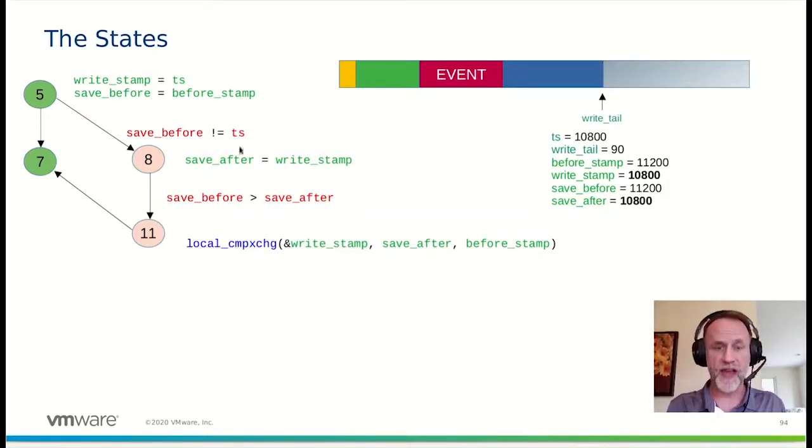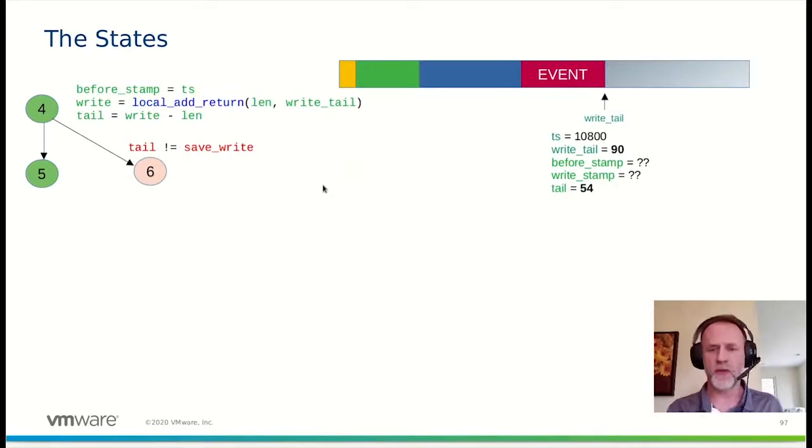If it doesn't match the save after here, that means something else came in and it fixed everything up for us. So we're good. Good to go. So this is just showing you some of the various things that happened. Anyway, let's roll back to the very beginning where something squeezed in before we allocated. So we started the process and something jumped in and we allocated it.